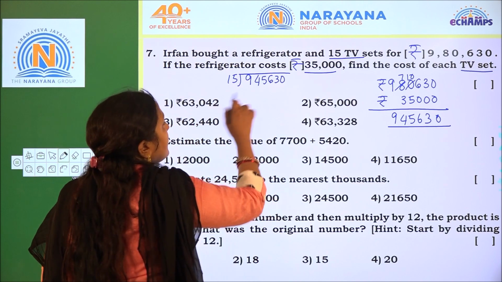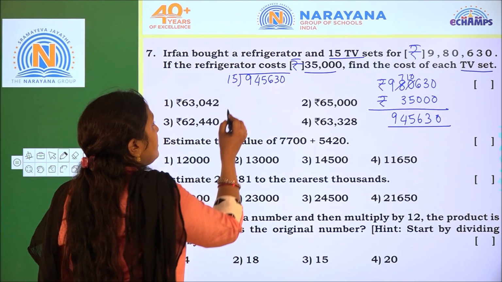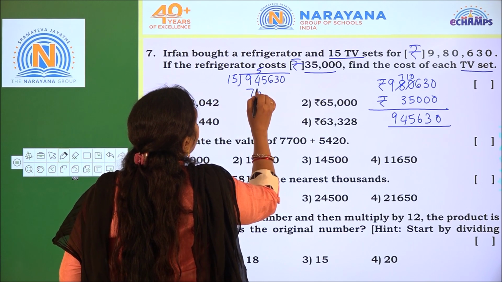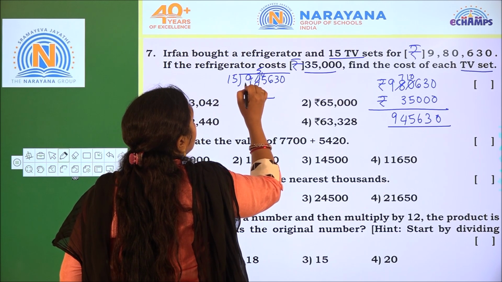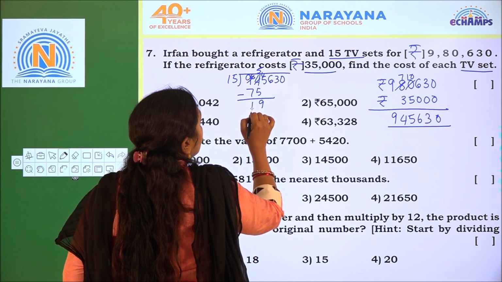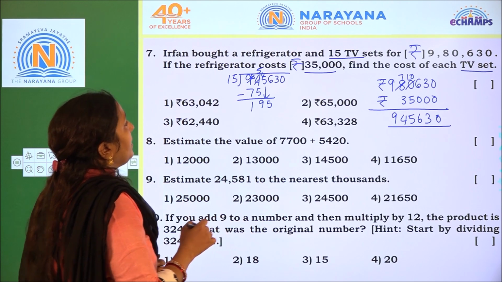So how many times can we take, children? Approximately, can we take 5 times? Yes, 5 15s are 75. Now subtract: 4 minus 5 we cannot, so 4 will become 14 and this will be 8. 14 minus 5 is 9. 8 minus 7 is 1. Now bring down 5.